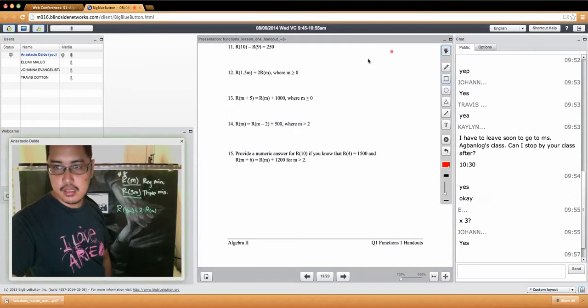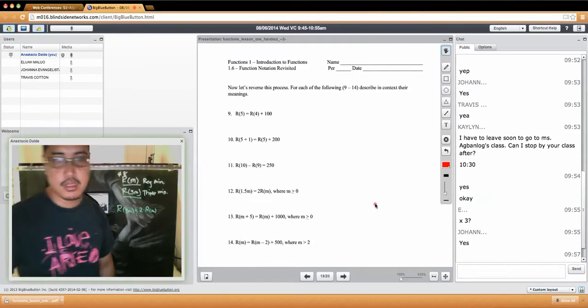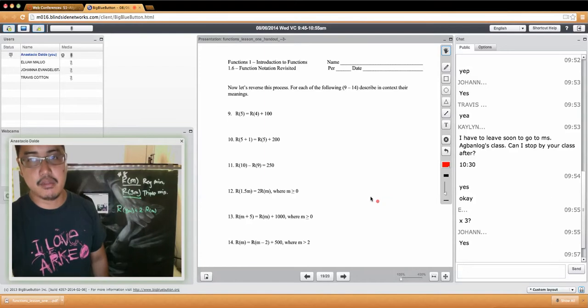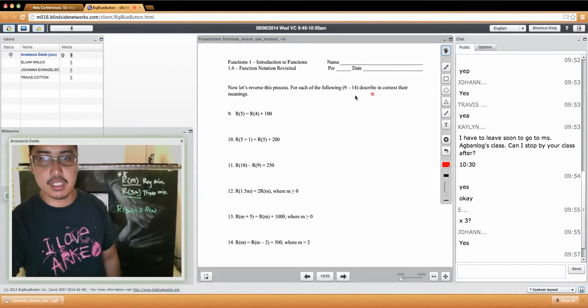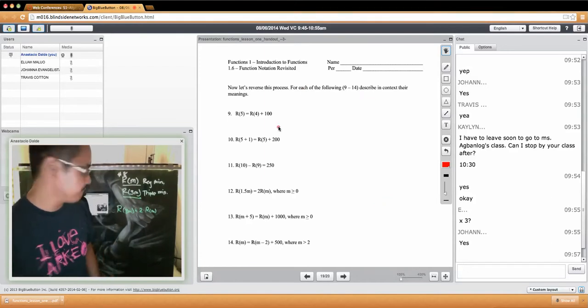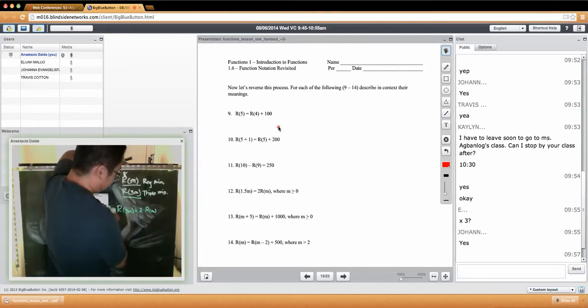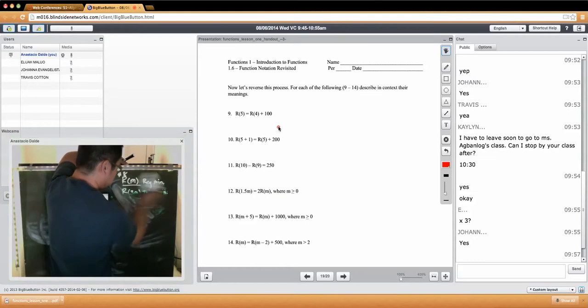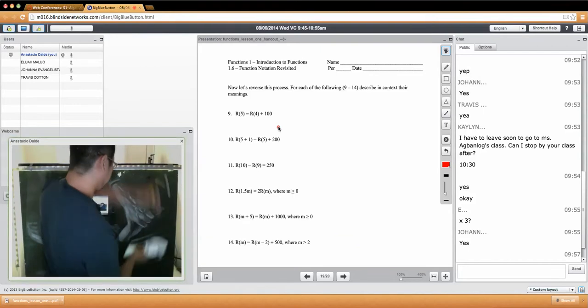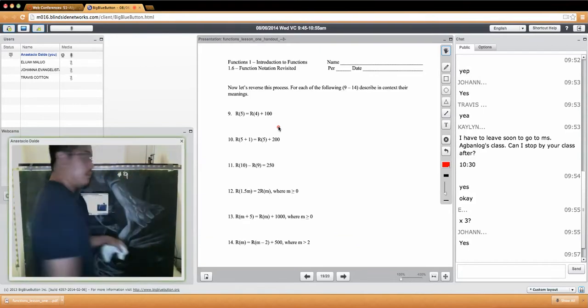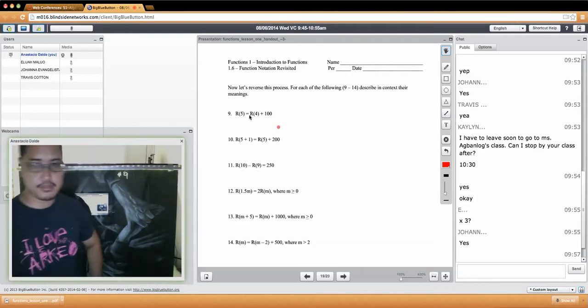Alright, so let's see. I'm going to move it up. There we go. Let's reverse the process. For each of the following, describe the context of their meanings. This actually seems kind of fun. We're going to do number 9. You guys ready? Let me erase. First of all, I need Windex. Alright, let's get this party started on number 9. Doing this guy right here.